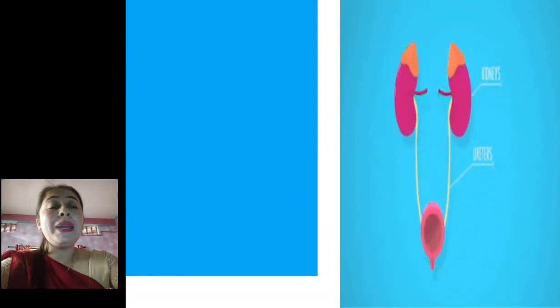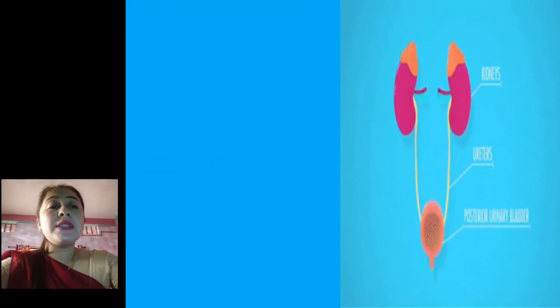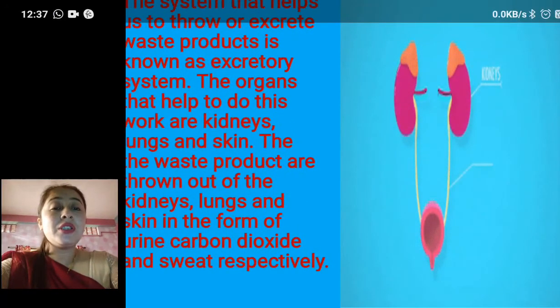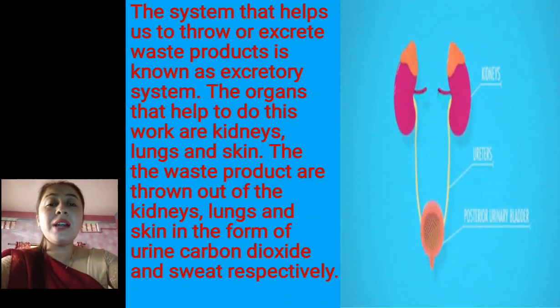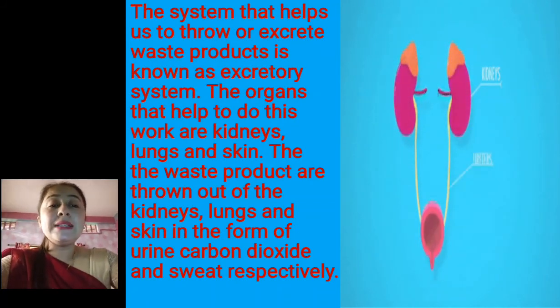So the main organ of excretory system is kidney. You can see in the picture. So the system that helps us to throw or excrete waste product is known as excretory system. The organs that help to do this work are kidneys, lungs and skin. So the main organs of excretory systems are kidneys, lungs and skin.